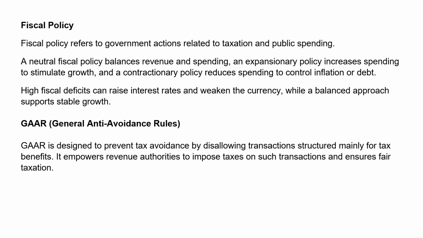Expansionary policy would mean that the government is spending a lot more than what it is earning, in order to stimulate growth. So we call this type of fiscal policy expansionary policy. Third type is called contractionary policy. That may mean that they are trying to reduce spending in order to control inflation or debt. This type of policy is called contractionary policy.